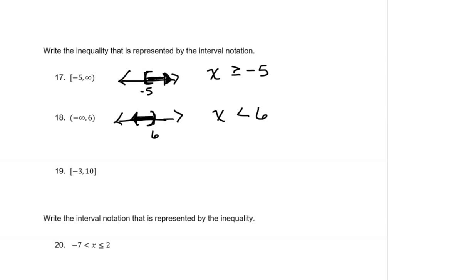Problem 19, I have my interval from -3 to 10. So there's a lower bound and an upper bound. So x is in between those two numbers. So I have -3 is less than or equal to x, which is less than or equal to 10.